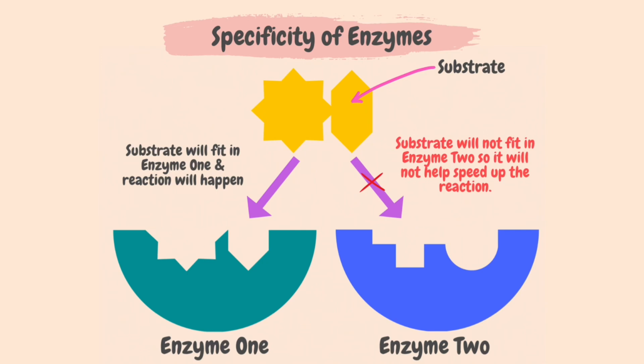However, the yellow substrate will not be able to perfectly fit into the active site of enzyme 2 because the shapes of the substrate and the active site are not matching. So enzyme 2 will not work in this reaction. Therefore, enzymes are specific. This means simply that an enzyme which normally acts on one substance will not act on a different one.